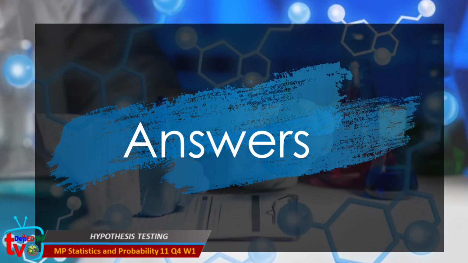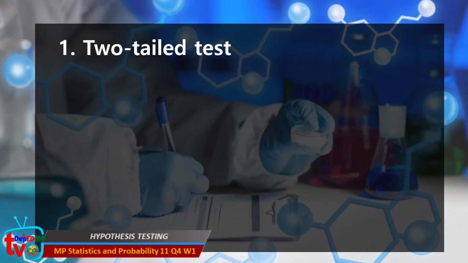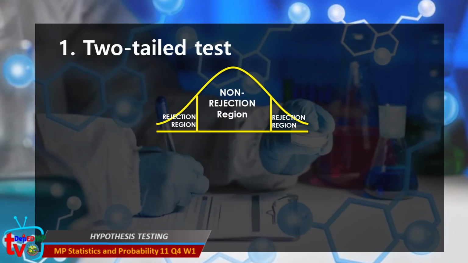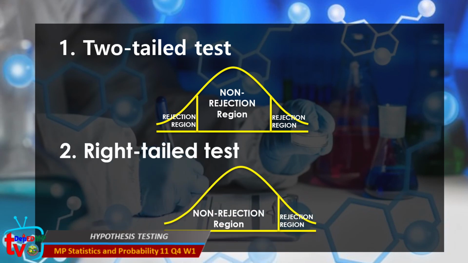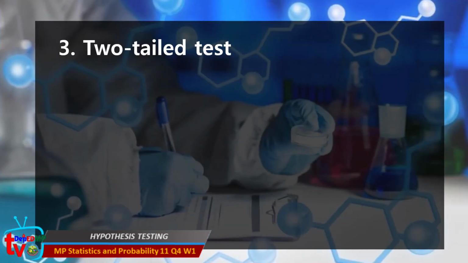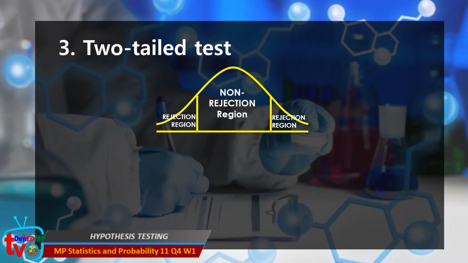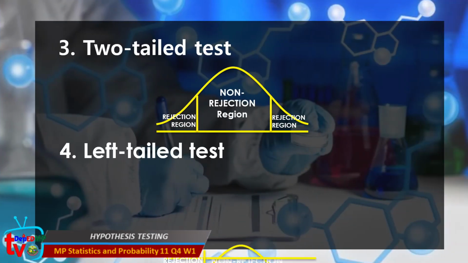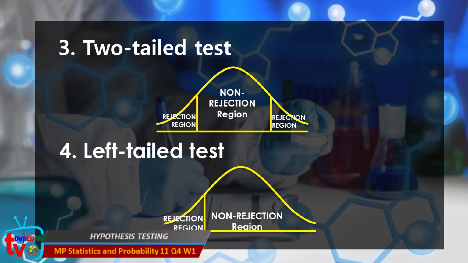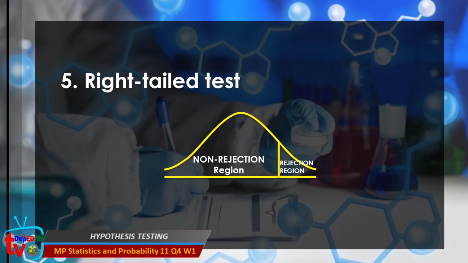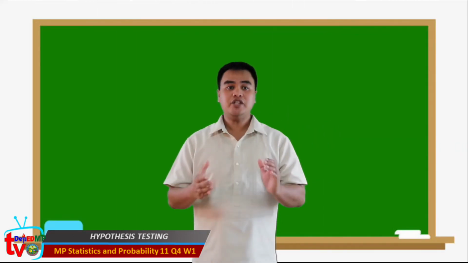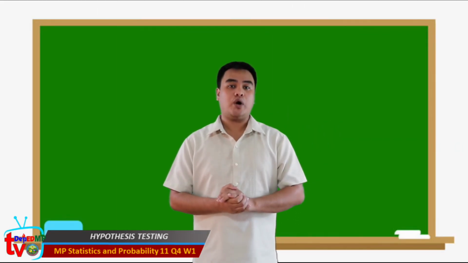We will now check your answers. Number 1. Two-tail test. Number 2. Right-tail test. Number 3. Two-tail test. Number 4. Left-tail test. And number 5. Right-tail test. Great job! You can now apply what you have learned.